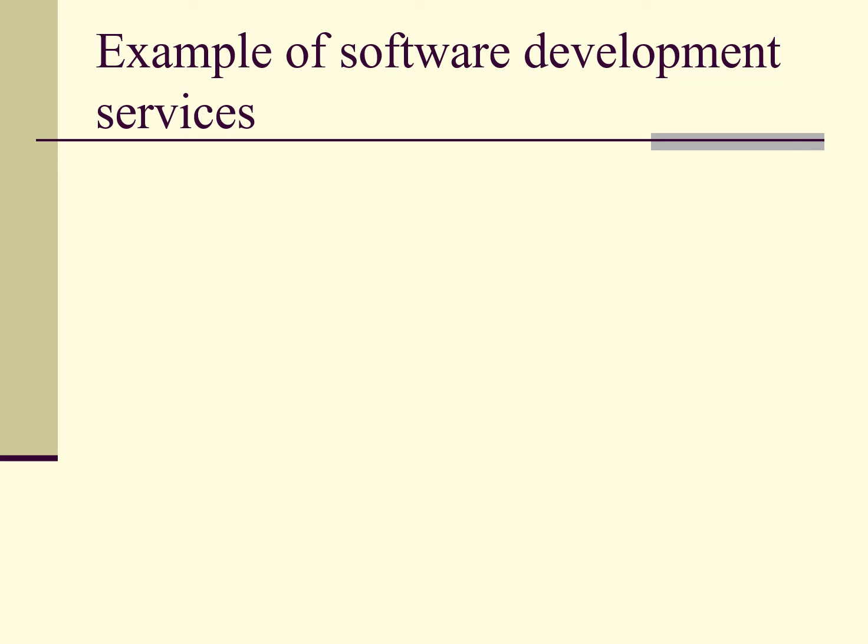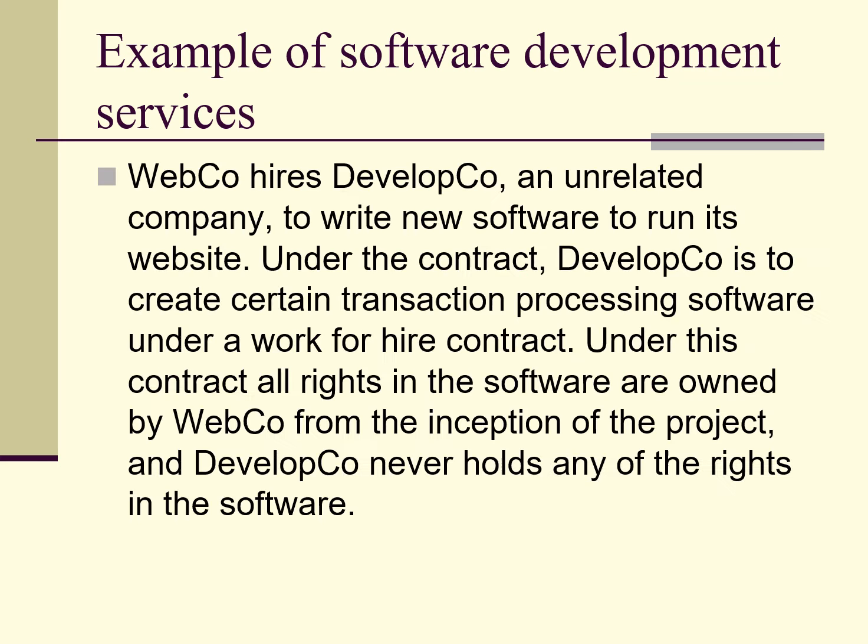Here's an example of services for the development of software. Webco hires DevelopCo, an unrelated company, to write new software to run its website. Under the contract, DevelopCo is to create certain transaction processing software under a work-for-hire contract. Under this contract, all rights in the software are owned by Webco from the inception of the project, and DevelopCo never holds any of the rights in the software.